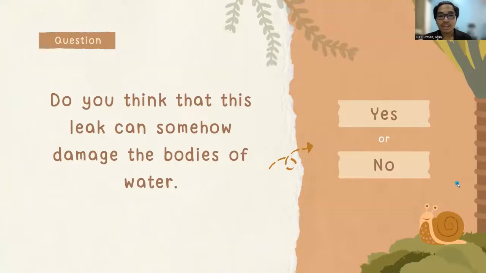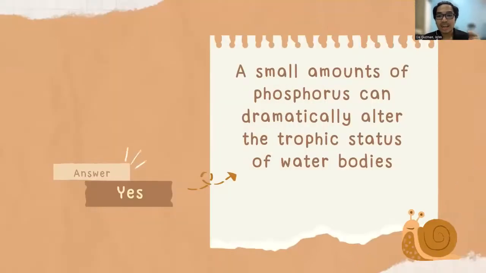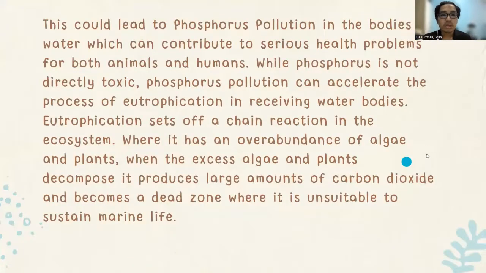The correct answer is yes. A small amount of phosphorus can dramatically alter the trophic status of water bodies. This could lead to phosphorus pollution in the bodies of water, which can contribute to serious health problems for both the animals and us humans.